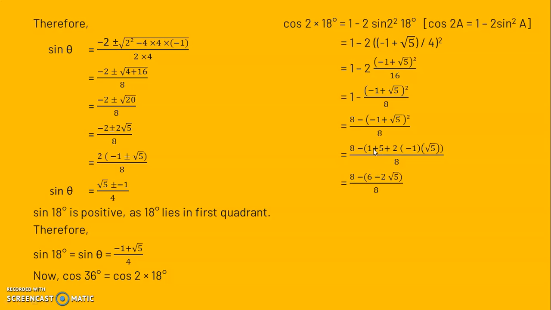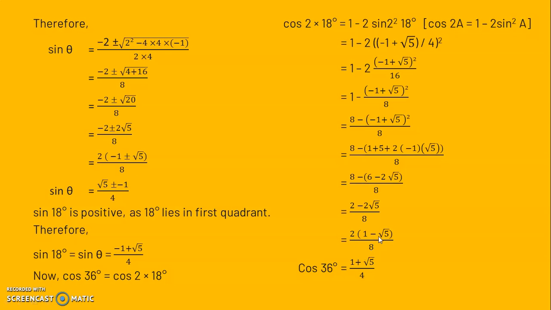So 8 minus (1 plus 5), which is 6. If you multiply these terms, you will get minus 2 root 5 divided by 8. Where 8 minus 6 is 2 here. So (2 minus 2 root 5) divided by 8. If we take 2 as common, 2 into (1 minus root 5) by 8. So that is (1 minus root 5) by 4, since 2 and 8 can be cancelled.